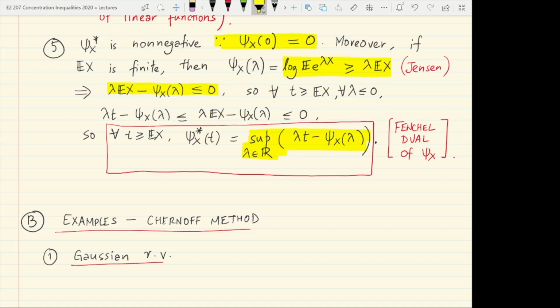So we'll stop here and then we'll continue with applying this Chernoff bound technique to various random variables that we are familiar with.